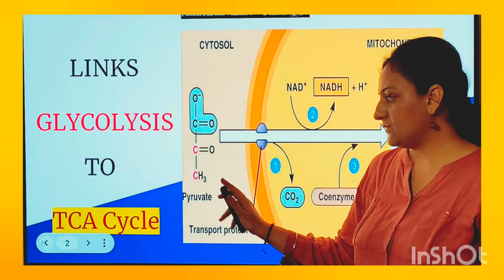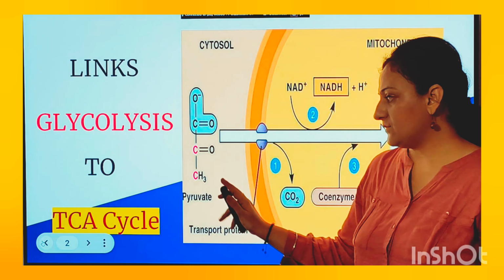Now, these 3 enzymes have respective roles. Pyruvate dehydrogenase helps in the oxidative decarboxylation of pyruvate. Then dihydrolipoyl transacetylase helps in the transfer of the acetyl group to CoA. And the function of dihydrolipoyl dehydrogenase is to regenerate the oxidized lipoic acid. So this we have discussed.